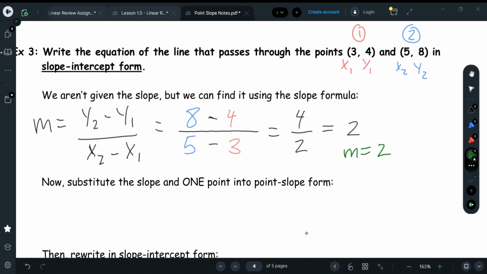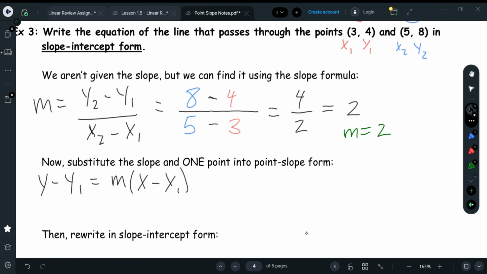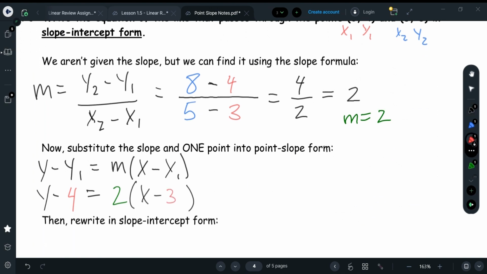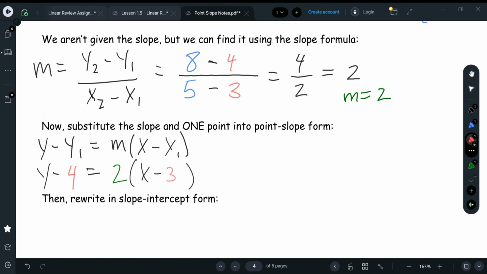Okay, now it says substitute the slope and 1 point into point slope form. So this is the general form. Y minus y1 equals m times x minus x1. Y minus, here it doesn't matter which point you use. I could use the x and y from the red point or from the blue point. I'll go ahead with this first point. So my y1 value is a 4. Slope is what we just calculated. That's a 2. So I'll put a 2 here. X minus x1. And my x1 is 3. Okay, there we have the equation of the line in point slope form.